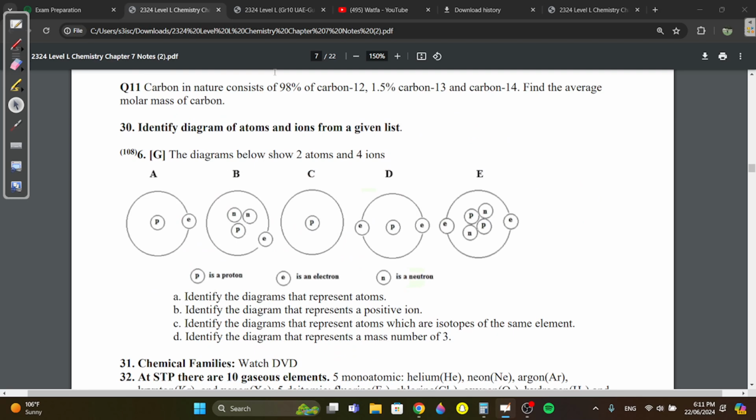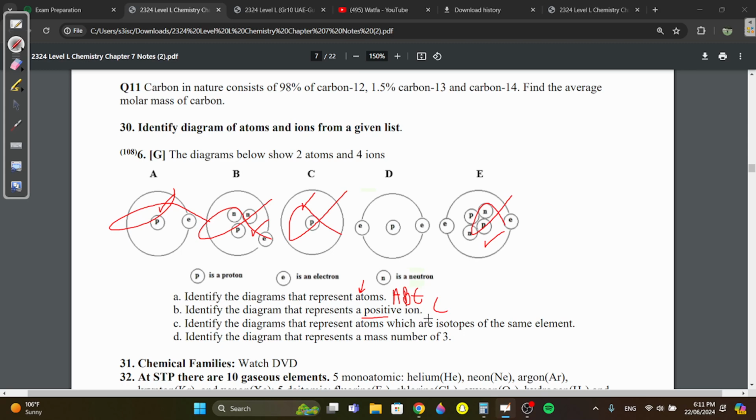Identify the diagrams that represent atoms. If it's an atom, you should know that the number of protons is equal to the number of electrons. This always comes up in our exams and periodic table questions. Over here would be an atom, over here an atom, over here would not be an atom, over here would also not be an atom, and over here would be an atom. So A, B, E. Identify the diagrams that represent a positive ion. So greater protons than electrons, not this, not this, not this. Obviously it's going to be this one, so C.